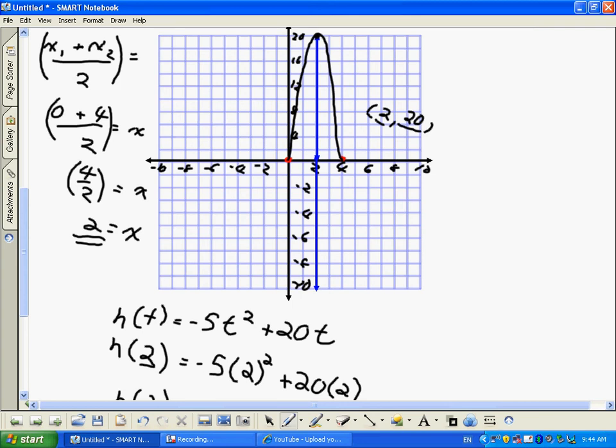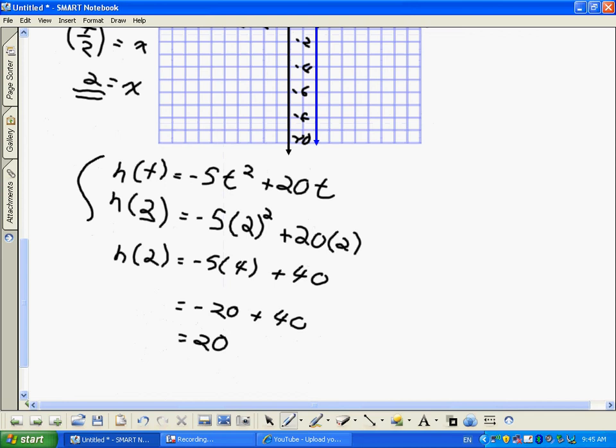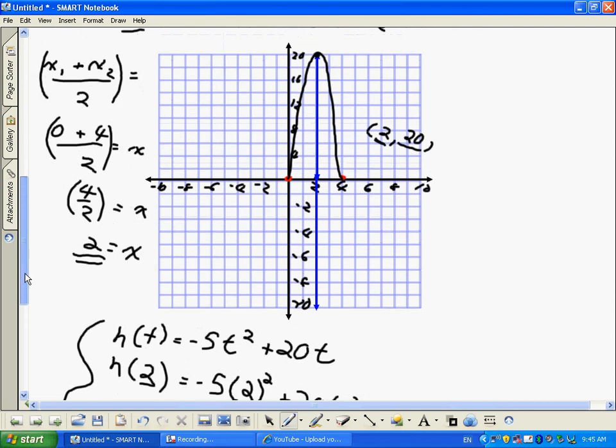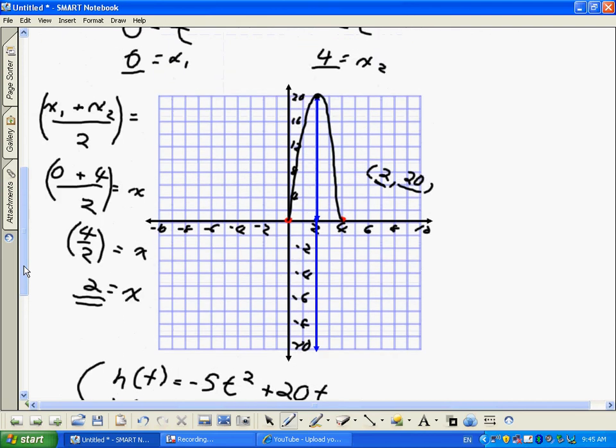That's why we need to find the axis of symmetry. Once we found the axis of symmetry, it's also the x value for the vertex. So we knew that it was 2. The axis of symmetry was x is 2. We plugged that 2, if you guys notice, into this equation here. And we found that the y value was 20. So the maximum height of this parabola is 20.